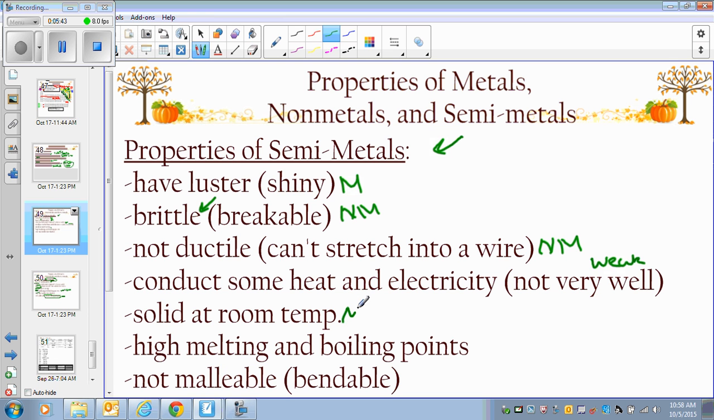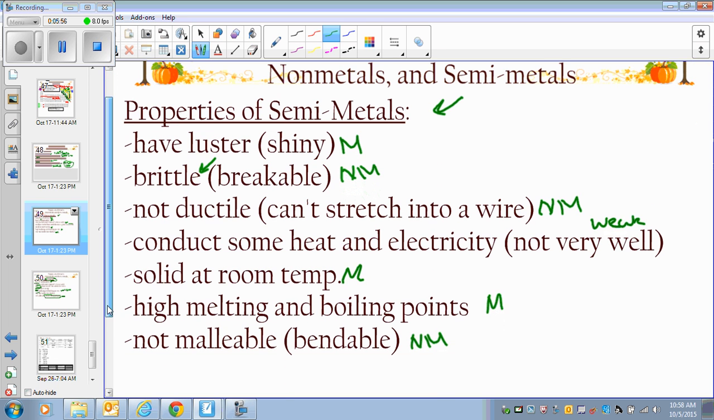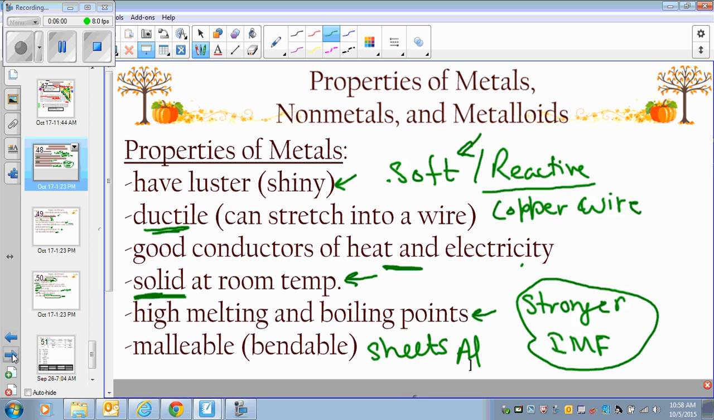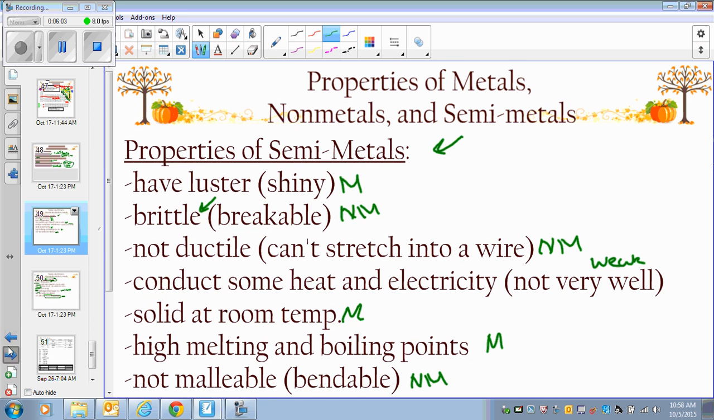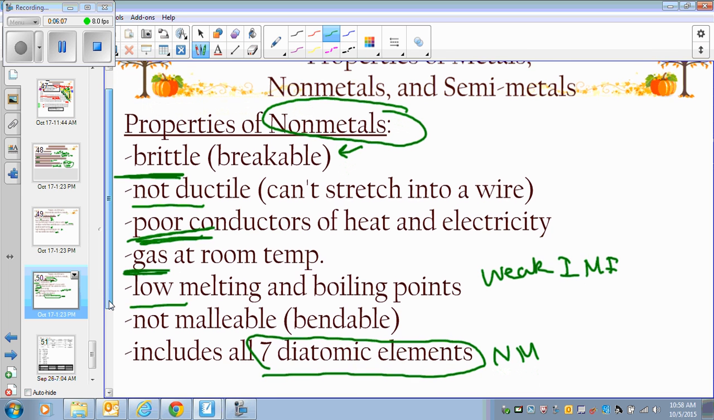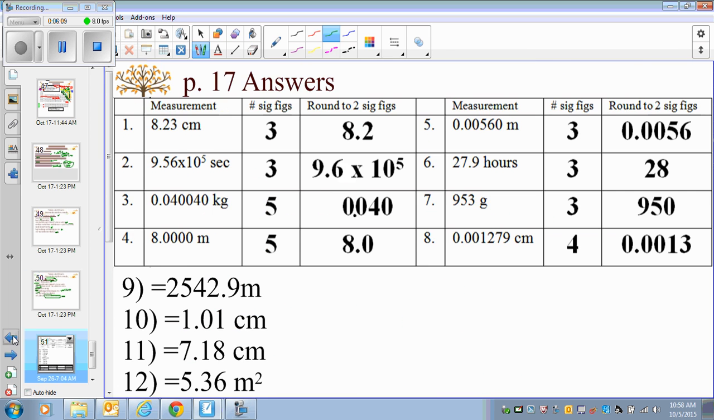They are solid at room temperature, so this is a metallic property. High melting and boiling point, this is a metallic property. Not malleable, that's a nonmetallic property. So they share the properties of both metals and nonmetals. So you have to memorize the properties of metals, semi-metals, and nonmetals. There will be a lot of questions on the test on the properties of metals, nonmetals, and semi-metals.